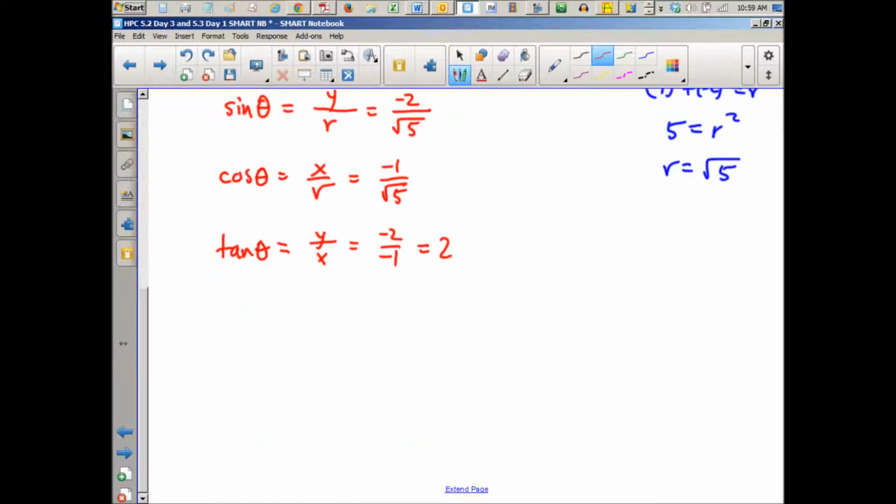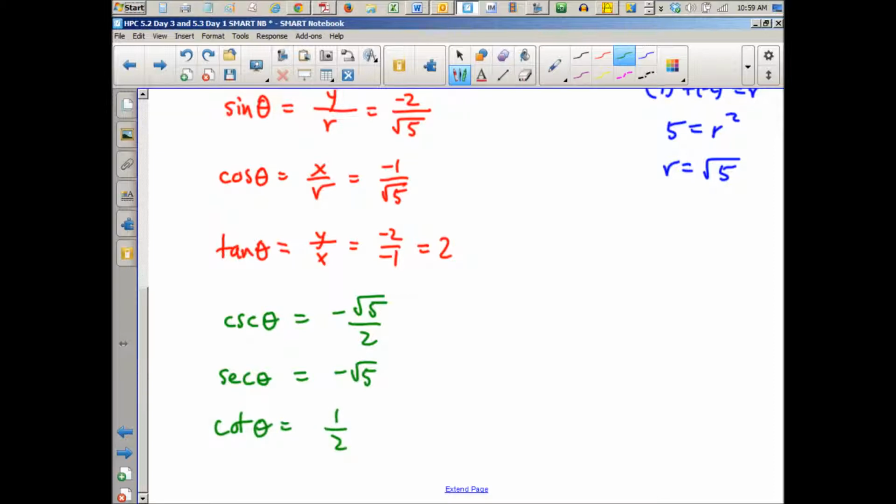Okay, let's go down and do our 3 reciprocal functions. So cosecant theta would be the reciprocal of sine. So that's -root 5 over 2. Secant theta, that's the reciprocal of cosine. So that's -root 5 over 1, or just -root 5. And cotangent theta is the reciprocal of 2, namely half.